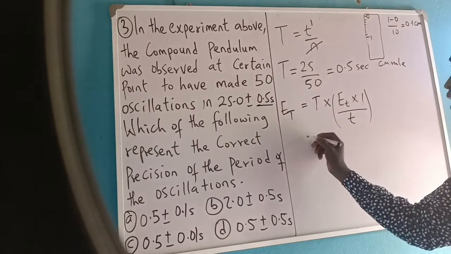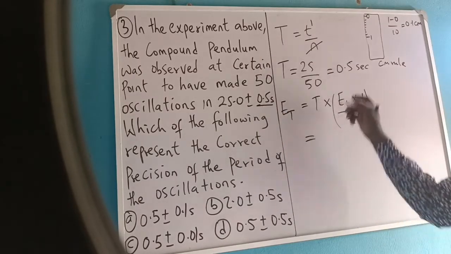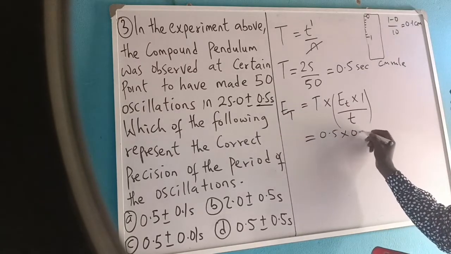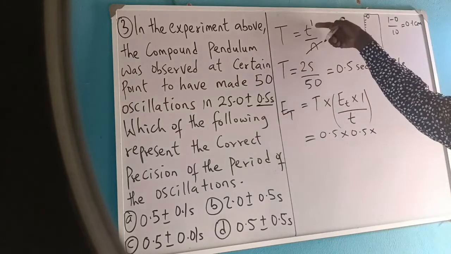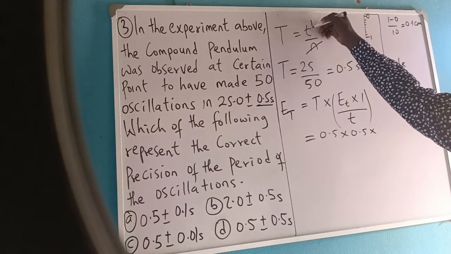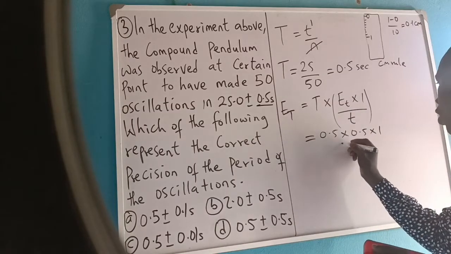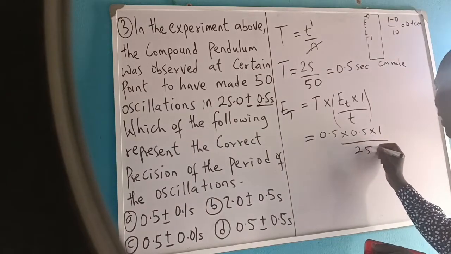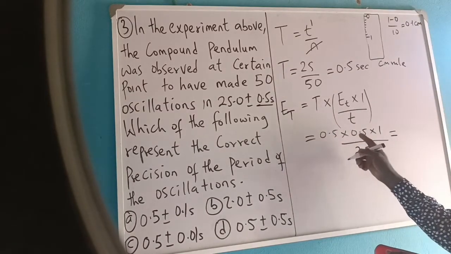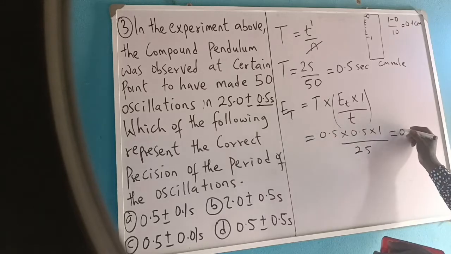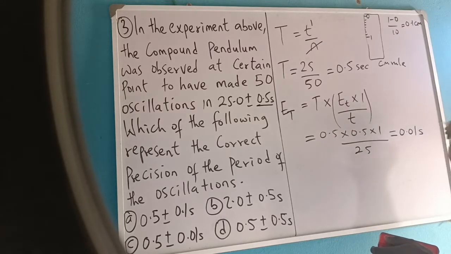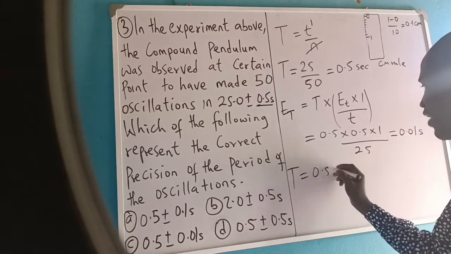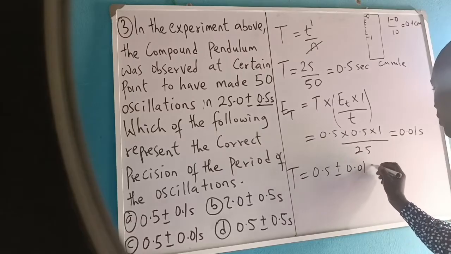So what I will now say is that the error in getting my t is 0.5 times, what is my error in t? 0.5 times, what is the power of that t we have? The power is 1 all over, what is the t itself? The t itself is 25, and this times this divided by 25 will be giving me 0.01 seconds. That means my period t is equal to 0.5 plus or minus 0.01 second.